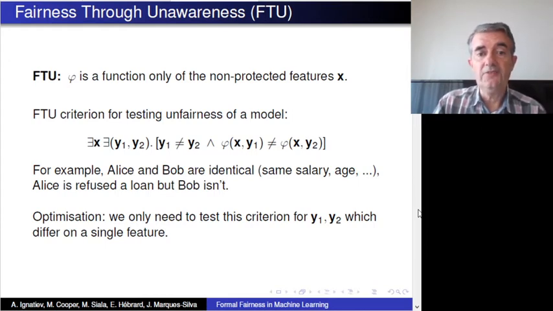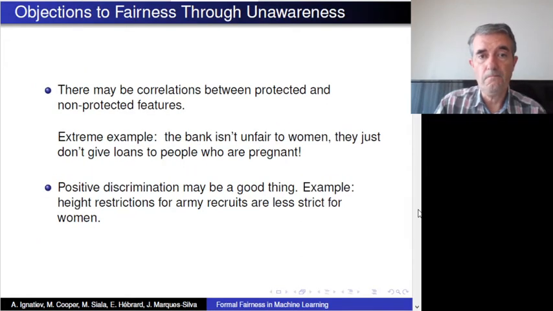We can detect unfairness by exhibiting two examples. For example, Alice and Bob, who are identical in the non-protected features but differ only in gender. And for example, Alice is refused a loan, but Bob isn't. Now, this seems like an obvious criterion, but we can nevertheless criticize it.